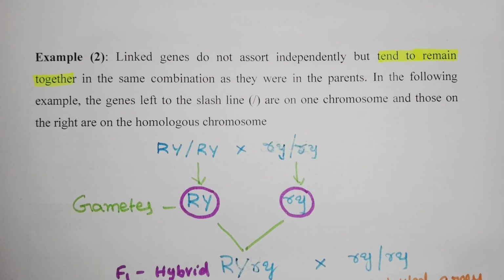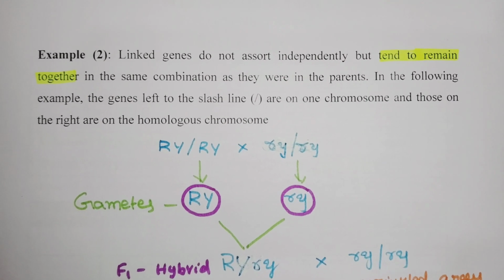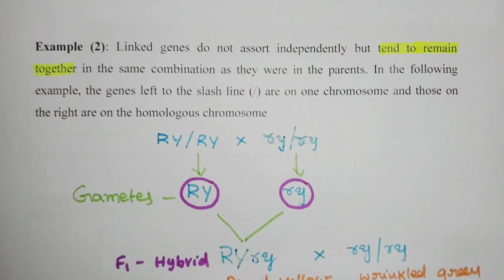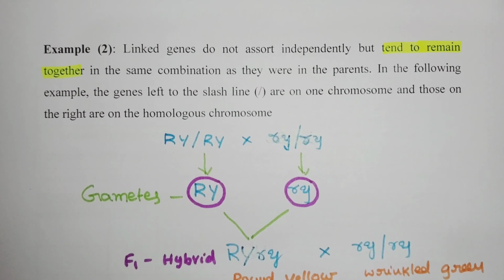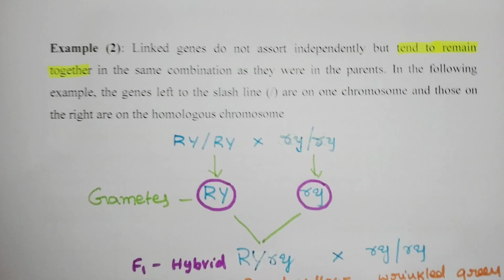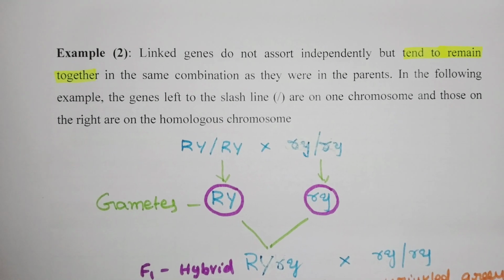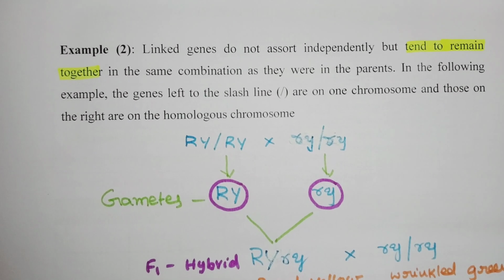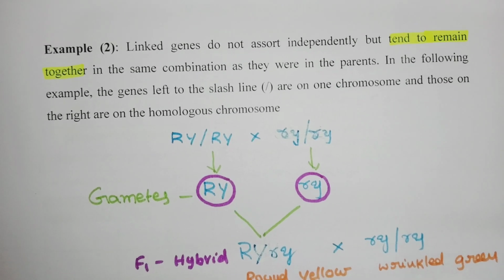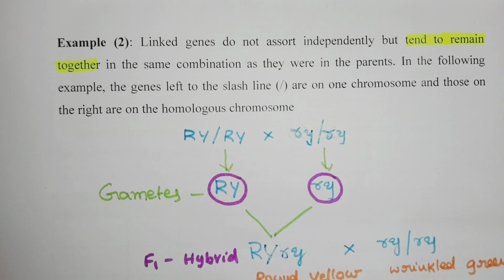So linked genes do not assort independently. We already know that. They tend to remain together. They do not tend to separate during gamete formation. In that case, we are going to see another case.